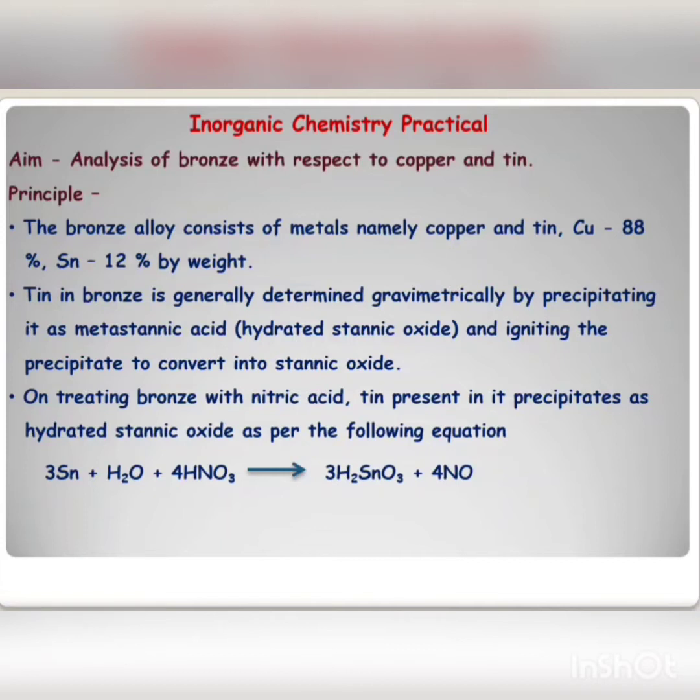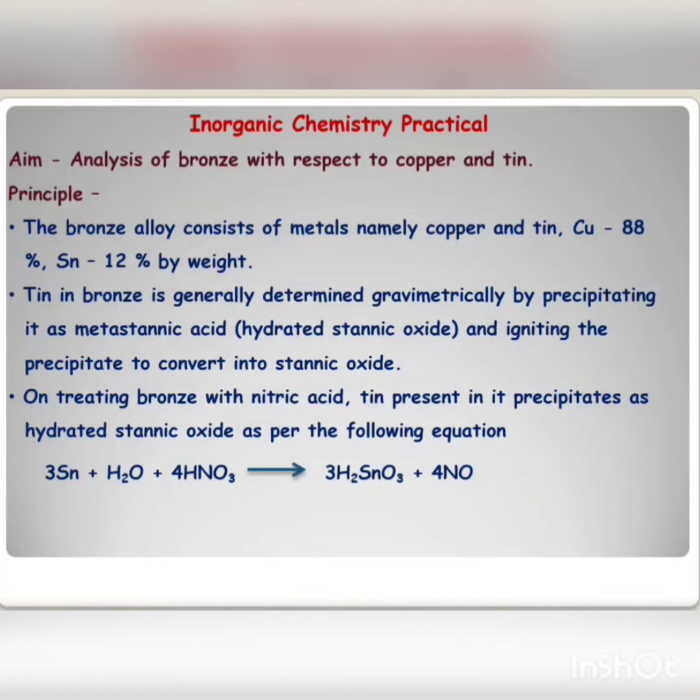Majorly copper is present, its percentage is about 88%, and tin is present about 12% by weight. Now in this experiment, we are going to determine tin from the bronze alloy by gravimetric analysis, and copper we will determine by using volumetric analysis. In volumetric analysis there are 4 to 5 types, and out of that we are going to use the iodometric titration method for estimation of copper.